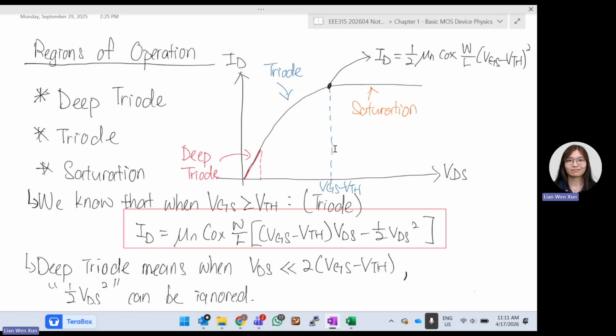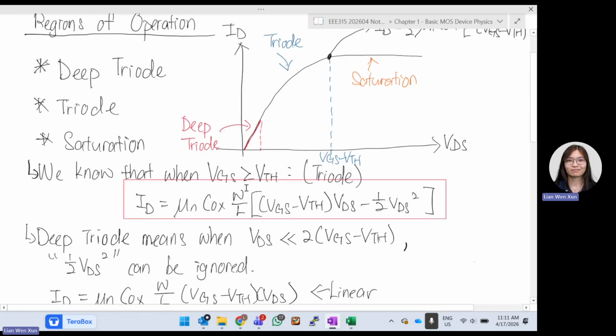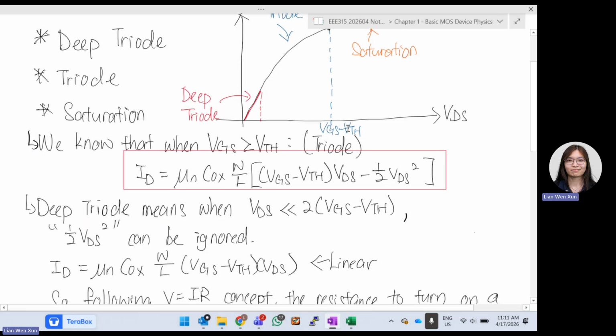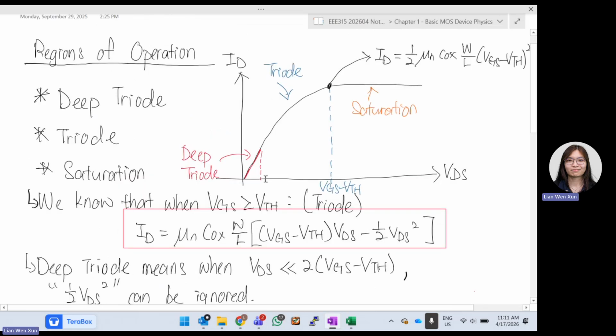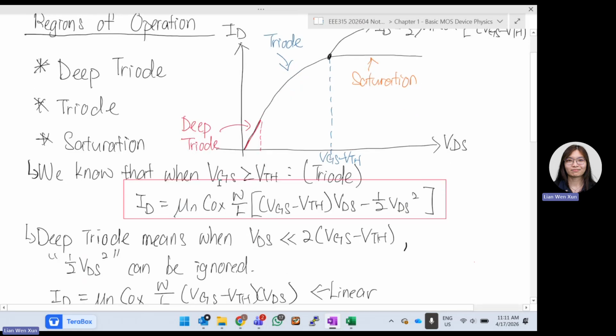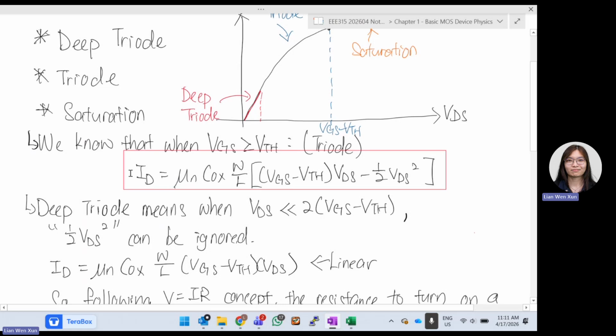Generally, we can say there are the deep triode region and the saturation region. We know that when VGS is more than VTH, we need to make sure our gate voltage is higher than the threshold voltage, and only then can the transistor turn on. When the transistor turns on, we don't care yet whether there's a drain voltage or not. As long as VGS is more than VTH, this is the first conclusion that we have done.